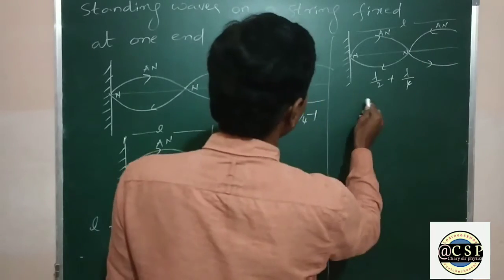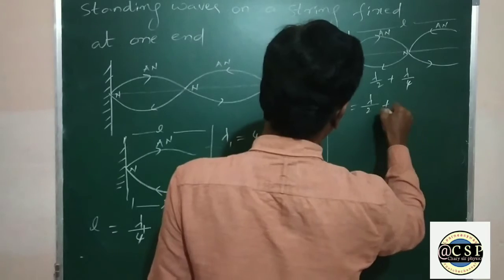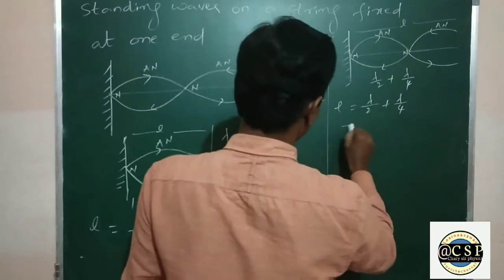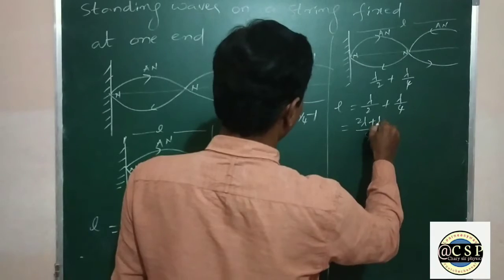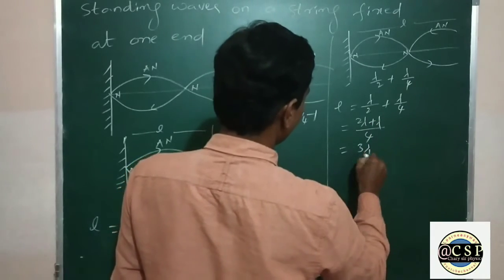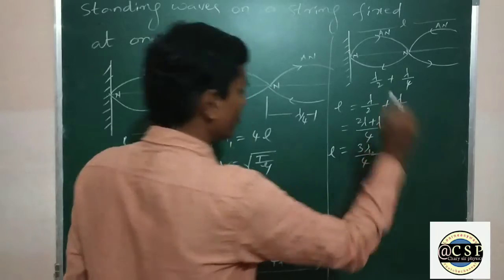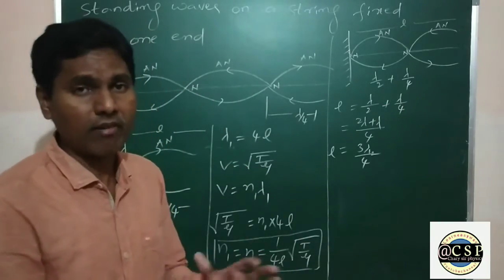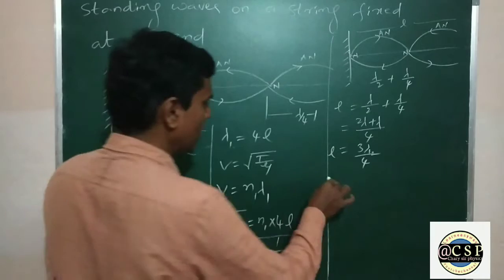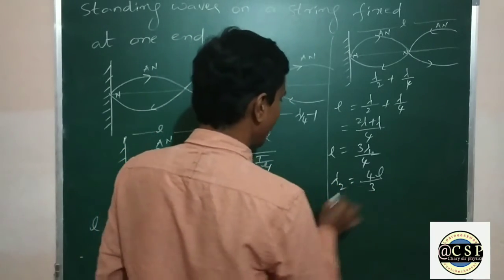Finally, we can write the length L equals lambda by 2 plus lambda by 4, that is 2 lambda plus lambda over 4, which is 3 lambda by 4. This is L. We considered this lambda 2, so we have to calculate the lambda 2 value. Then lambda 2 is equal to 4L by 3.